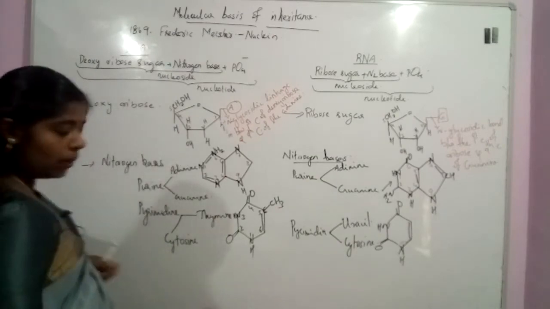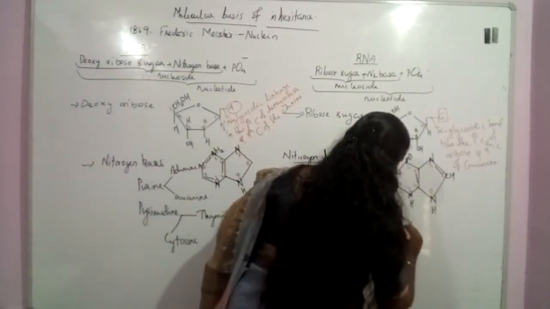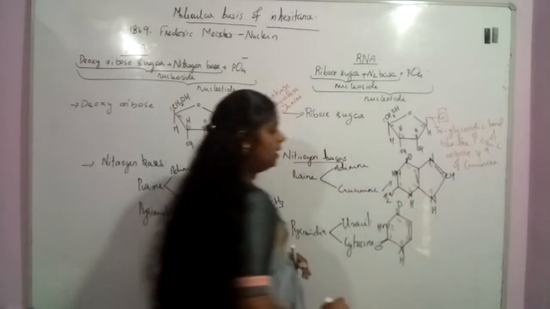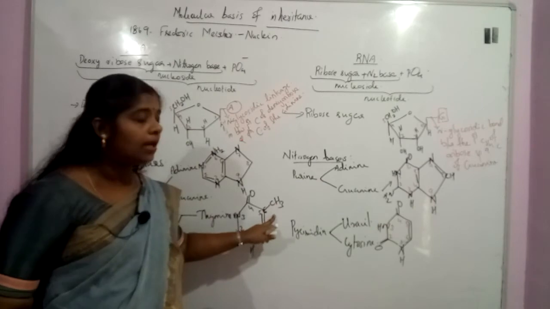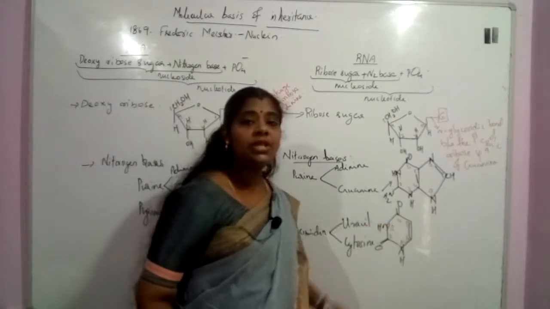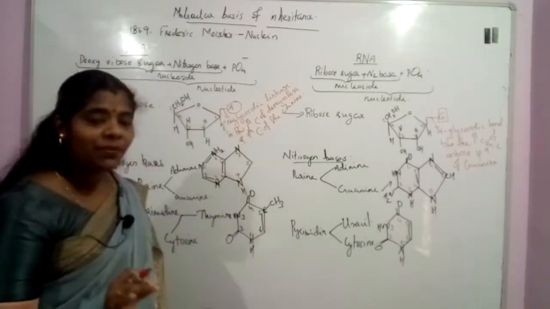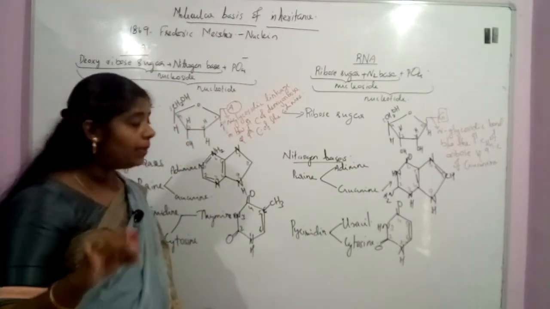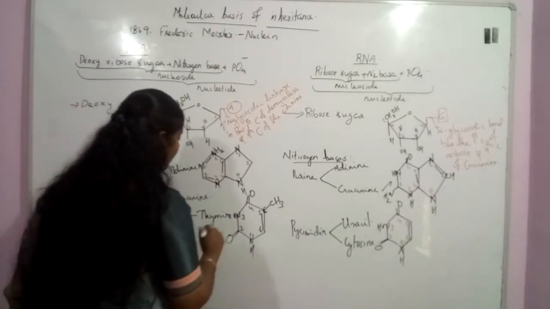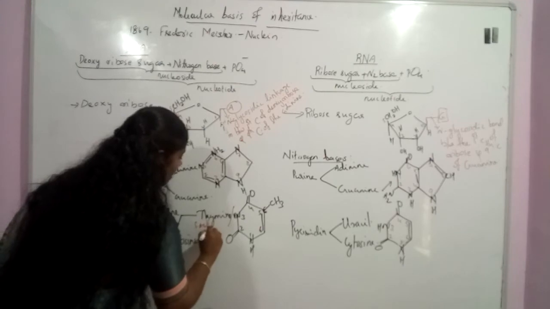Okay, so here this is the first carbon, this is the second, third, fourth, fifth, sixth. What is at the fifth position here? There is a methyl group. But here, in uracil, there is no methyl group at the fifth position. So thymine is nothing but 5-methyl uracil. What did I say thymine is? 5-methyl uracil. So thymine is also called 5-methyl uracil.